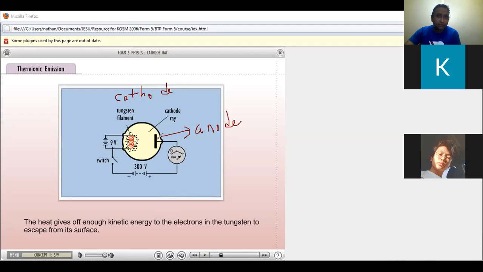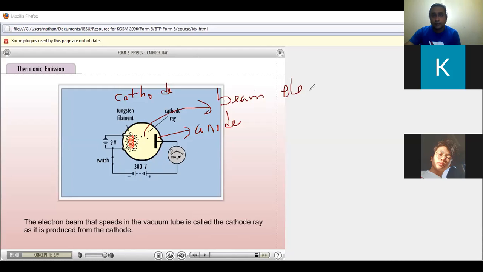During this time, the anode is not on yet. We haven't switched on the anode. So we don't switch on the anode yet. You see, when I switch on the anode, the electrons will be attracted towards the anode. So you see there's a beam of electrons. This beam of electrons moving at high velocity we call cathode ray.